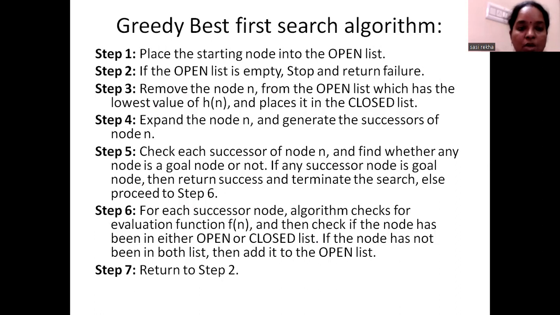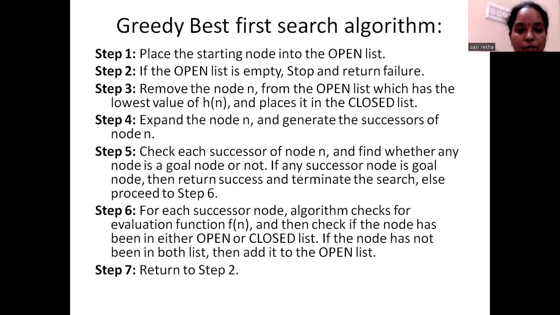Okay. Now we will see the greedy best first search algorithm. Step one: we have to place the starting node in the open list. We have to create two lists, one is the open list, another one is the closed list. Whenever we are starting, the starting node should be kept in the open list. In step two, if the open list is empty, we have to stop and return failure. Otherwise, we remove the node n from the open list which has the lowest value of h(n) and place it in the closed list.